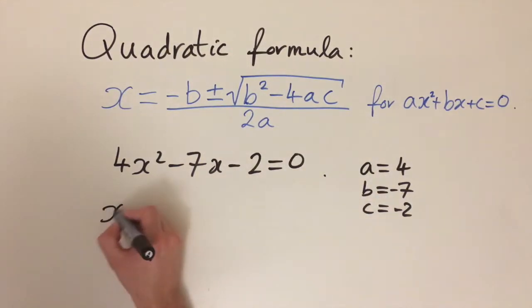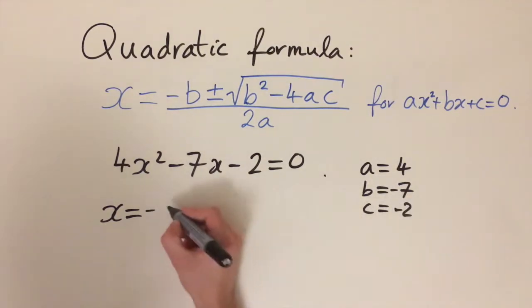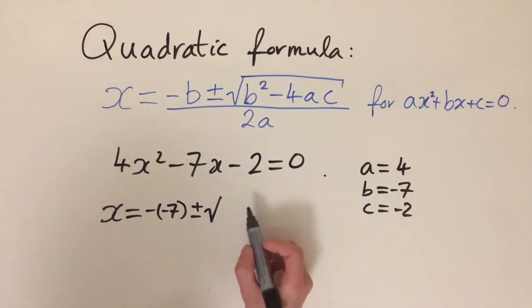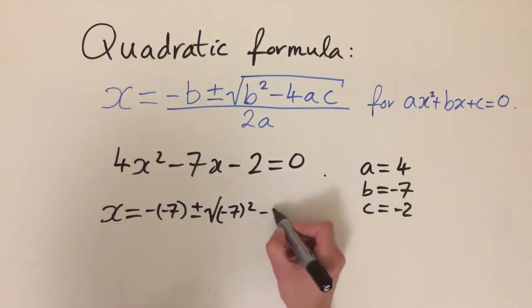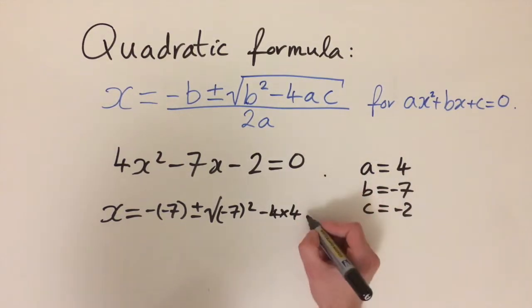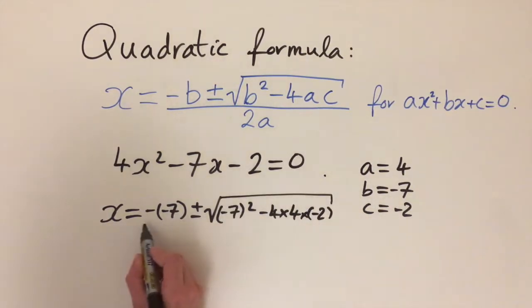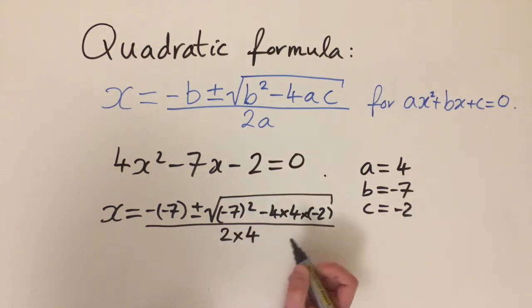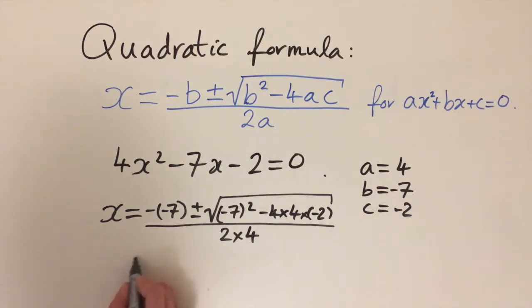So if we plug it in, we're going to get the solutions. x equals minus b, so we have minus 7, plus or minus the square root of b squared, so this is minus 7 squared, minus 4 times a, so minus 4 times 4, times c, so times minus 2. And then we close the square root, and we have to divide by 2 times a, which is 4. So now we just want to simplify this expression, and we find the solutions.